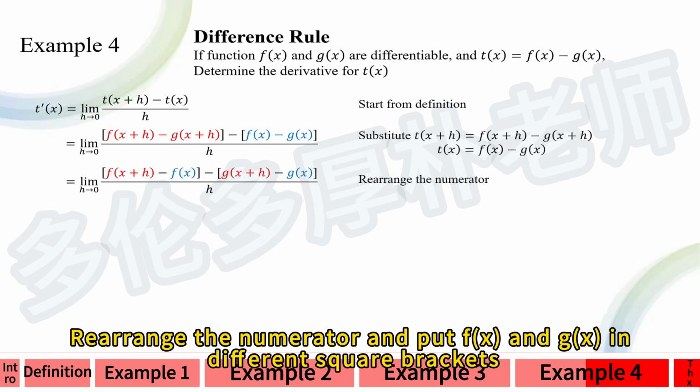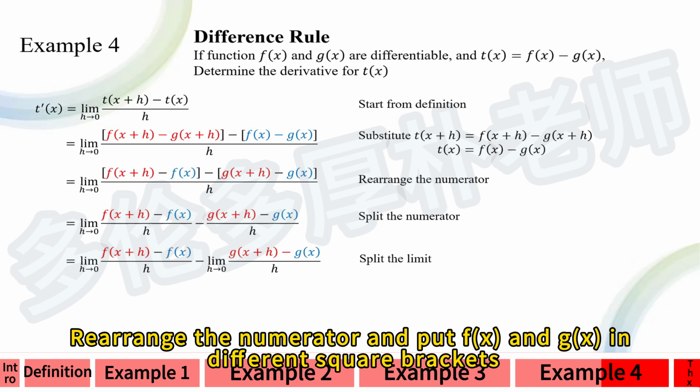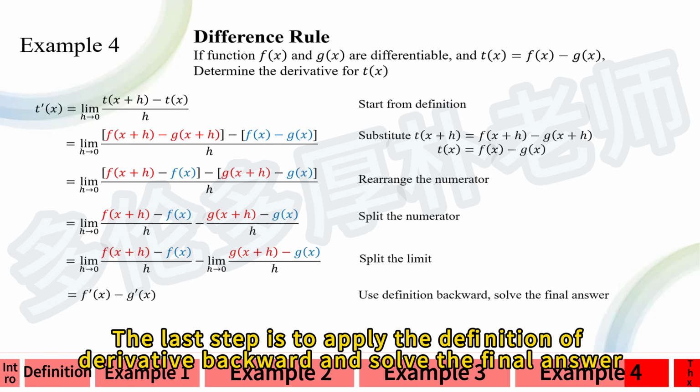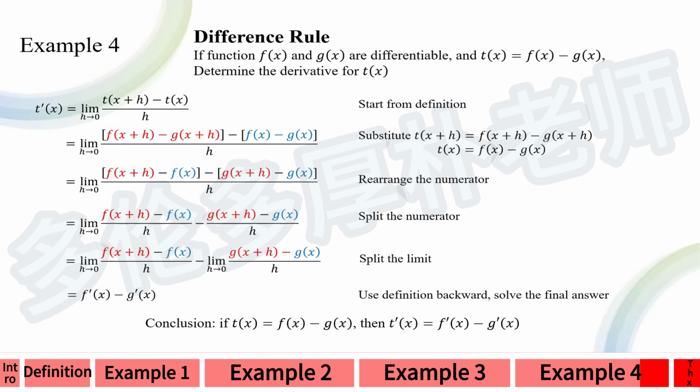Rearrange the numerator and put f(x) and g(x) in different square brackets. Split the numerator and the limit using the limit properties we discussed before. The last step is to apply the definition of derivative backward and solve for the final answer. Conclusion, if t(x) is f(x) minus g(x), then t'(x) is f'(x) minus g'(x).